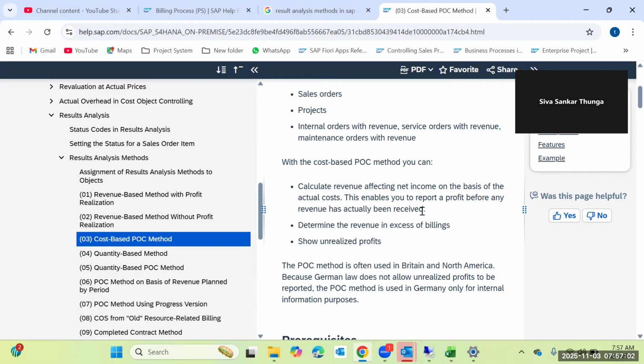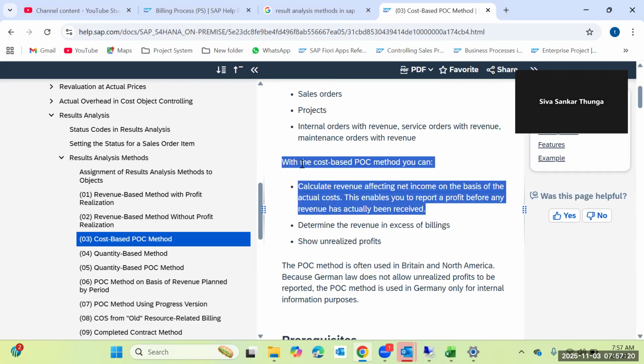So yesterday I told the first period cost is booked on the project, but there is no revenue. That means I did not raise any invoice to the customer. Still I want to report a profit before any revenue has actually been received. This is the statement that I was discussing yesterday. You remember?